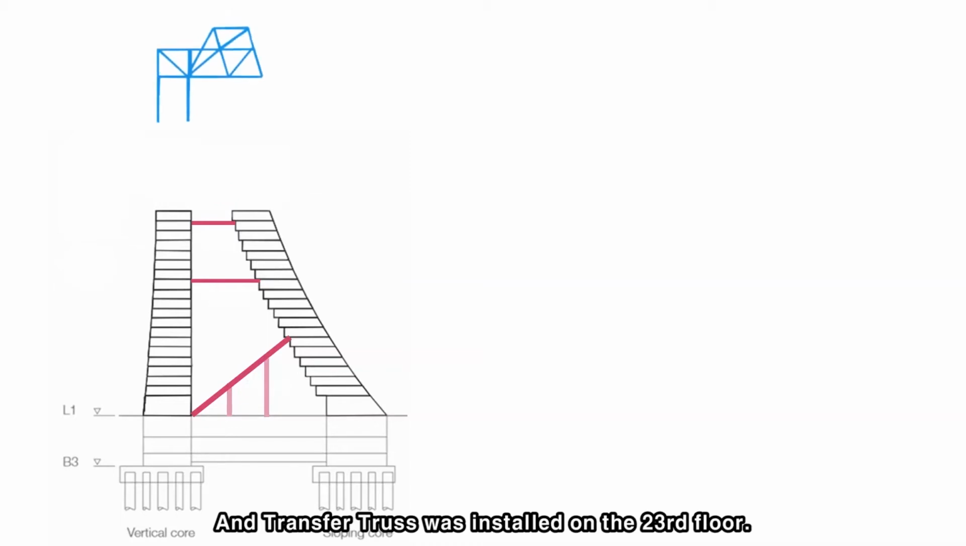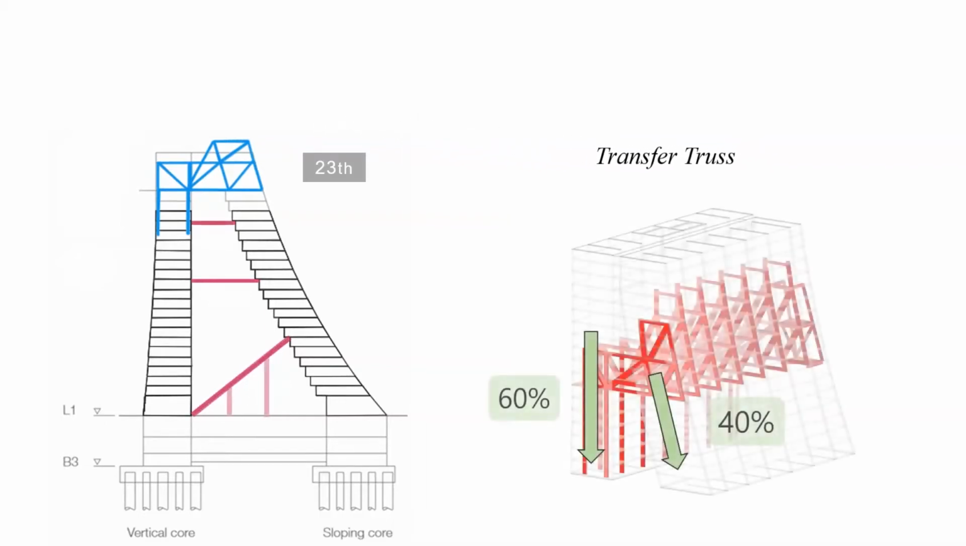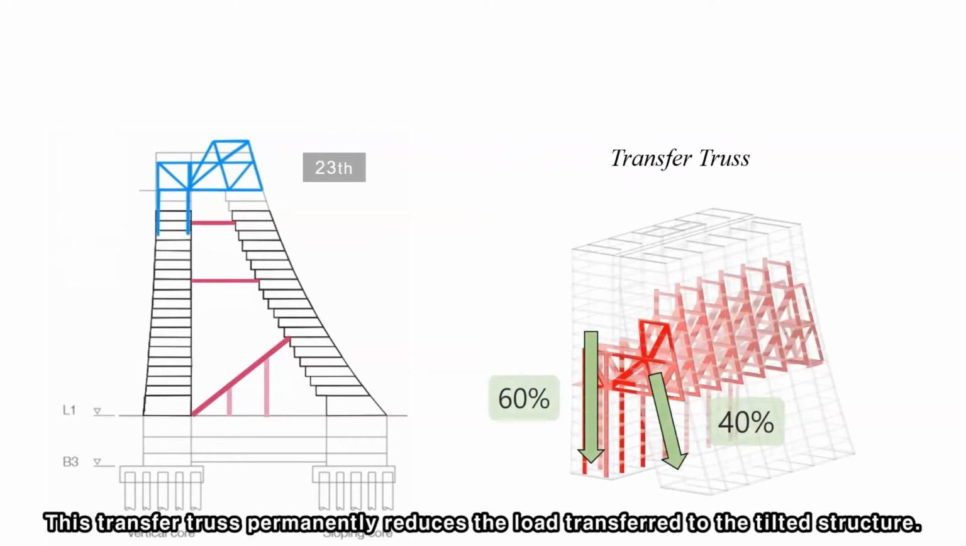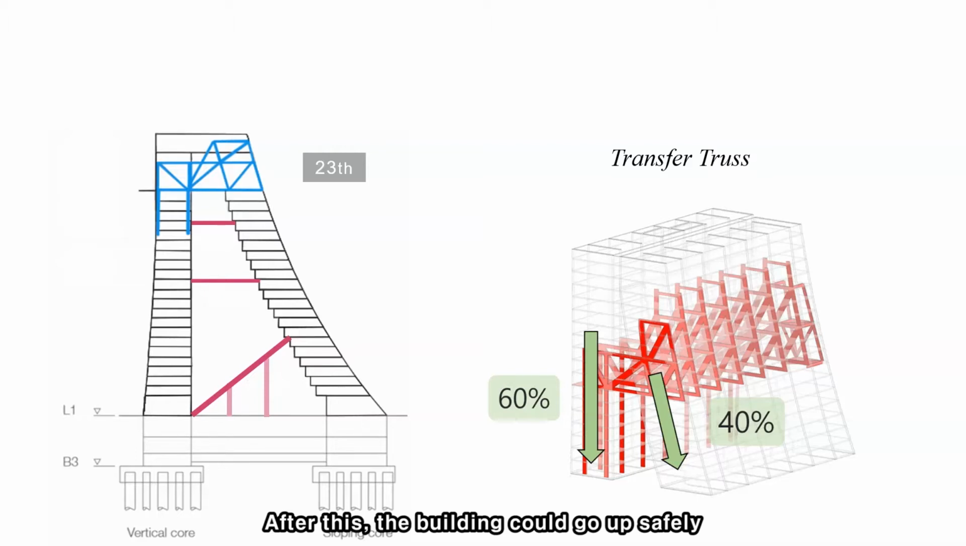And transfer truss was installed on the 23rd floor. This transfer truss permanently reduces the load transferred to the tilted structure. It delivered 40% of the load to the tilted structure. We studied the actual load distribution last time. After this, the building could go up safely.